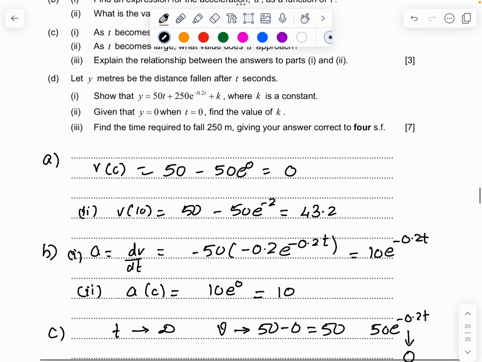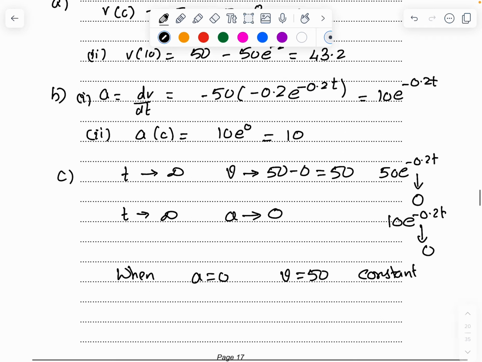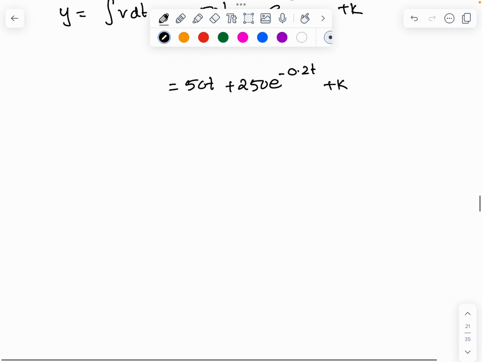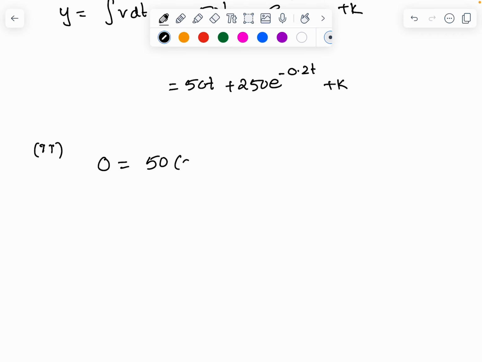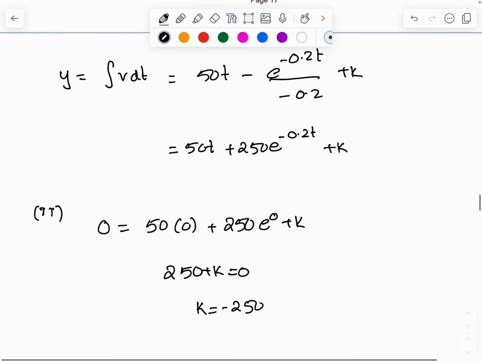Part 2, given that y equals 0 when t equals 0, find the value of k. So for part 2, 0 equals 50 times 0 plus 250 e to the power of 0 plus k. So 250 plus k equals 0. So k equals negative 250.